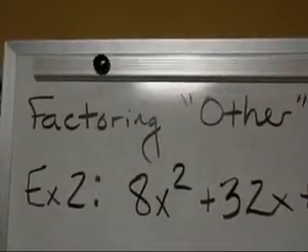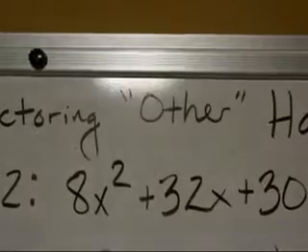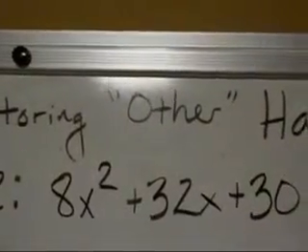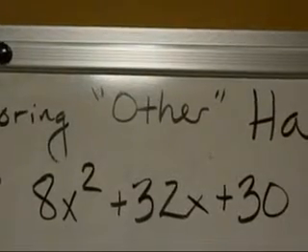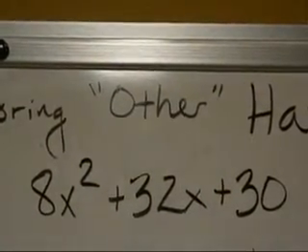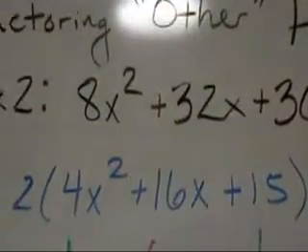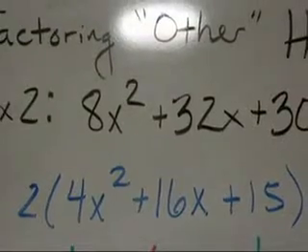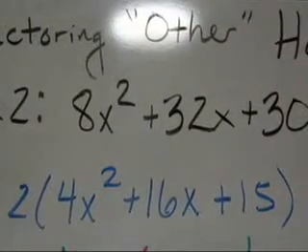Here's another example of factoring in the other form, the hard way. So we have the trinomial 8x squared plus 32x plus 30. The first type of factoring I always try to do is take out something common. Oh, this time they're all even. They all divide by 2. So begin by pulling out the common 2, which leaves the trinomial 4x squared plus 16x plus 15.